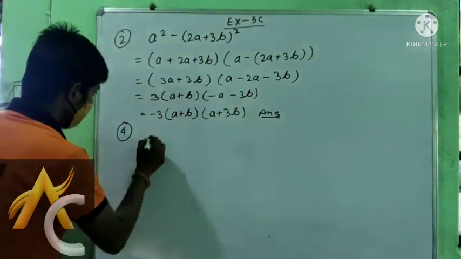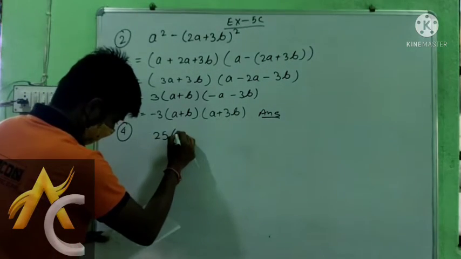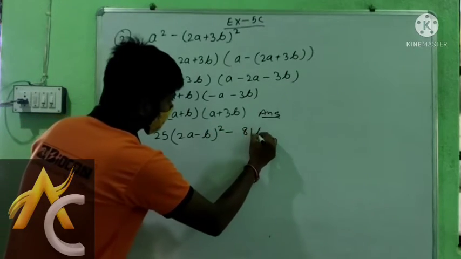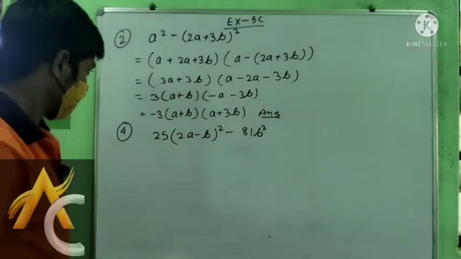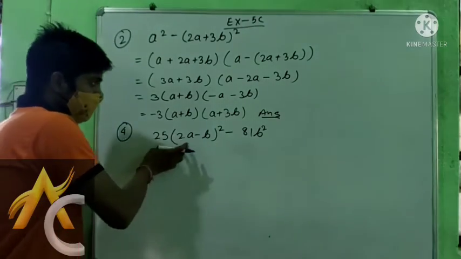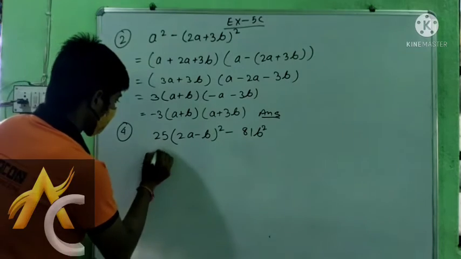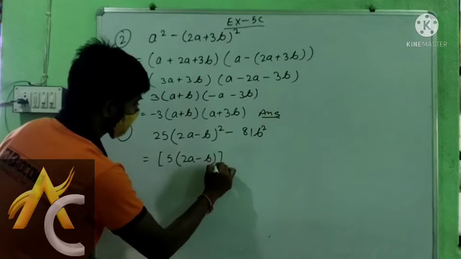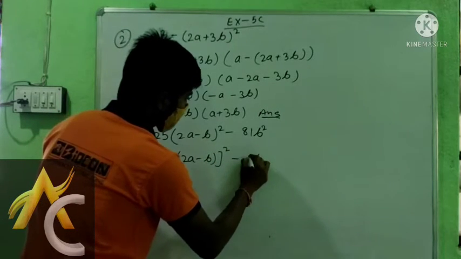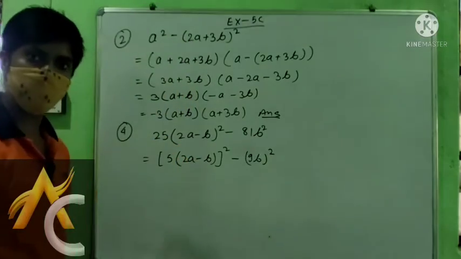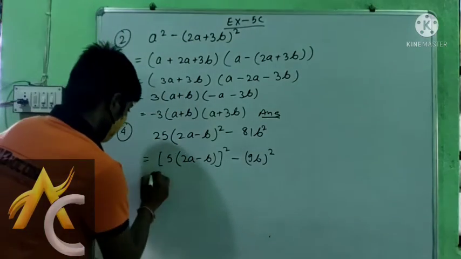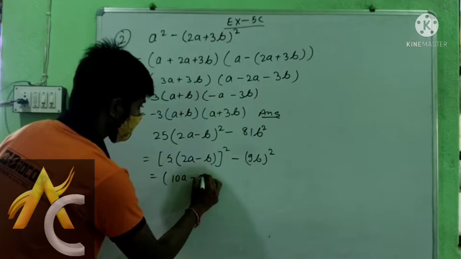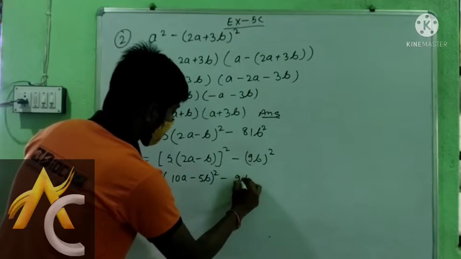Question number 4 is 25(2a minus b) whole square minus 81b square. Now look here, we can write it in the form of a square minus b square as well, because 25 is the square of 5, so it will be (5(2a minus b)) whole square minus (9b) whole square, because 81 is the square of 9. That is (10a minus 5b) whole square minus (9b) whole square.